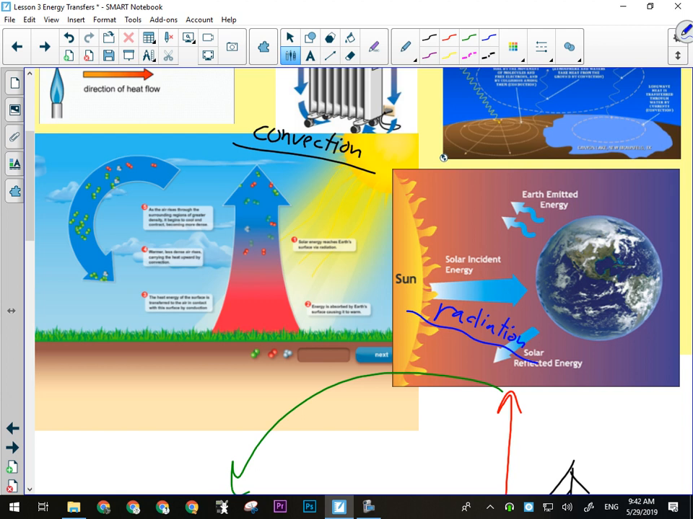So, anyway, radiation, guys. Radiation is anything that transfers by waves. Now, how would I stop energy transfer by radiation? Because maybe I don't want stuff to be absorbed.